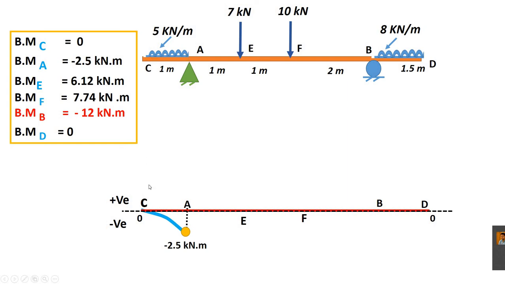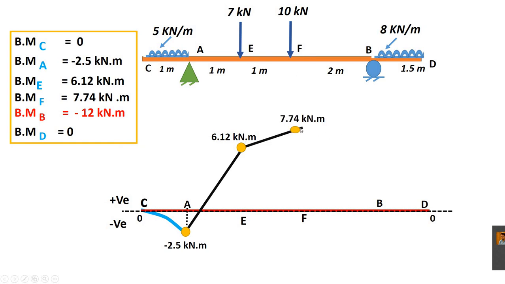In between you have UDL. So it is represented by parabolic curve. Okay. Then bending moment at A is minus 2.5. What about the bending moment at E? It is 6.12. So the value changes from minus 2.5 to 6.12, and in between we don't have any load, so it is represented by inclined line only. Now what about the value at F? It is 7.74 positive, right?